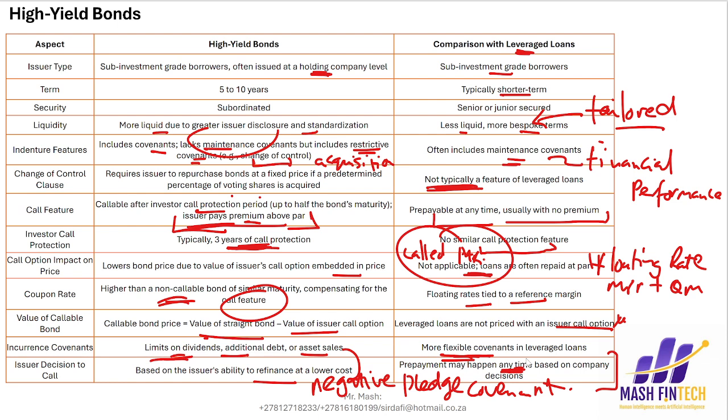All right. So that's a comparison of the high yield bonds and leveraged loans, which I made here so that you get to understand how your high yield bonds are going to be different from leveraged loans. But you should understand that these high yield bonds are longer term. They have mostly restrictive covenants, like the negative pledge covenant. They have call protection on them, and because of the call protection, these can be called at a premium above par, whereas leveraged loans are only called at par because they are always going to be in line with the market reference rates. All right, and there is no call option on leveraged loans, so they are not priced with an issuer call option. However, for the high yield bonds, the value of the straight bond minus the value of the issuer call option gives you the value of the callable bond. All right.